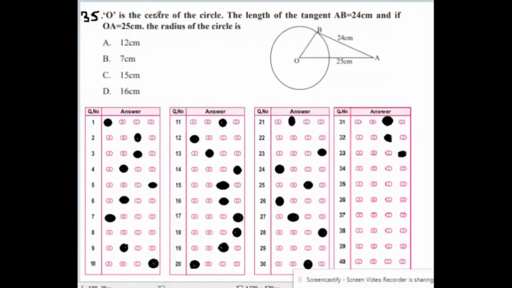35th question. O is the center of the circle. The length of the tangent AB is 24, and the distance from the center is 25 centimeters. Find the radius of the circle. So we are going to find the radius of the circle. Already we discussed this Pythagoras triad in the 30th question. If it is 25, 24, obviously this one will be 7 centimeters. It is a right angle triangle because tangent and radius are perpendicular to each other. So the correct option for this question is 7, which is the B option for the 35th question.